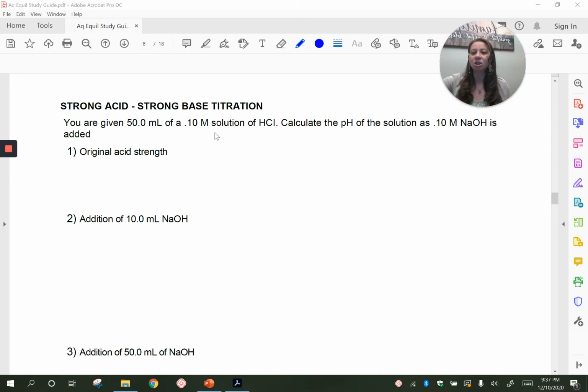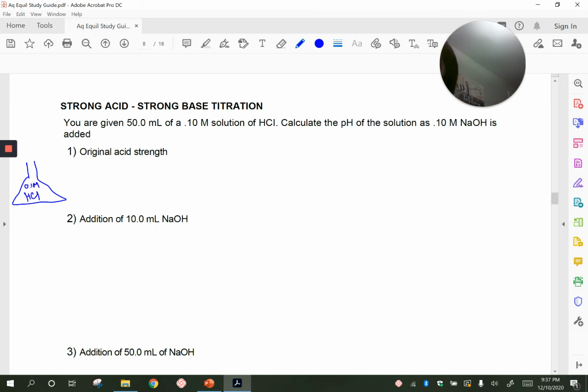what happens. So at the very beginning, we want to calculate the pH of just the acid that's in my flask before I add any NaOH. So here, I only have some HCl, and it's 0.1 molar HCl.